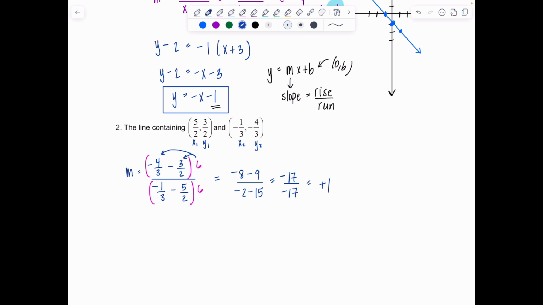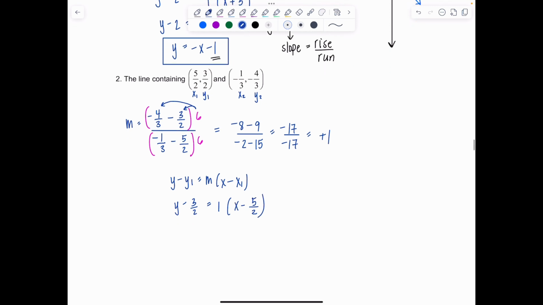Okay, now we go to point-slope form. Remember, y minus y1 equals m times x minus x1. So y minus, let me just use the 3/2 right there, equals m is 1 times x minus 5/2. So what does this give us? y minus 3/2 equals x minus 5/2. Add 3/2 to both sides, I get y equals x minus 1. Boom. And see, I'd much rather just plot the slope and the y-intercept than these nasty little fractions.